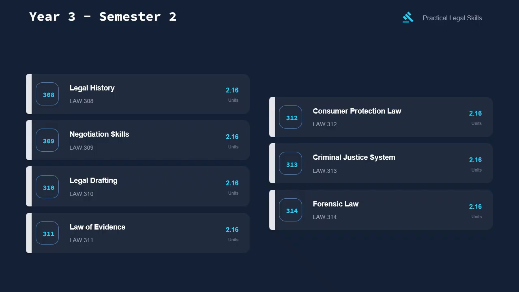Continuity, change, and context. Legal history is not merely an antiquarian pursuit; it is essential for understanding the evolution of legal doctrines, institutions, and reasoning. By examining how laws developed, students gain insight into why current rules exist, how they might change, and what values they reflect. Legal history reveals the contingent nature of law, showing that what seems inevitable today was once contested, and equips lawyers to argue for reform by drawing on historical precedents.